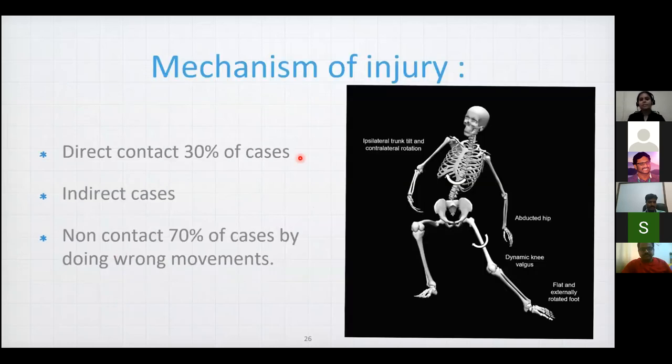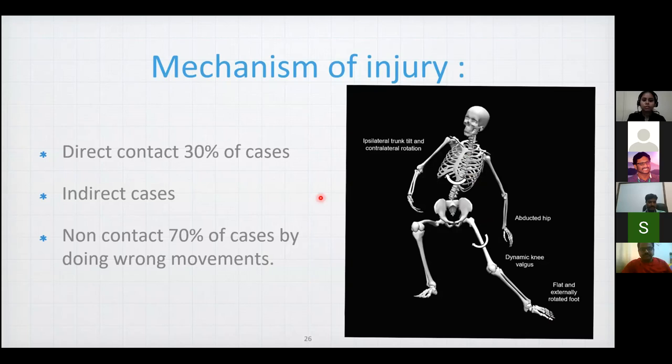Let us see the mechanism of injury, how the injury occurs. We will see a video later. First, let us see how this happens. So you can see, we'll start from the foot because the foot is planted first. So the foot is externally rotated, it is pronated. There is dynamic valgus of the knee. The hip is abducted and externally rotated. There is ipsilateral trunk tilt, same side trunk tilt, and contralateral spinal rotation.